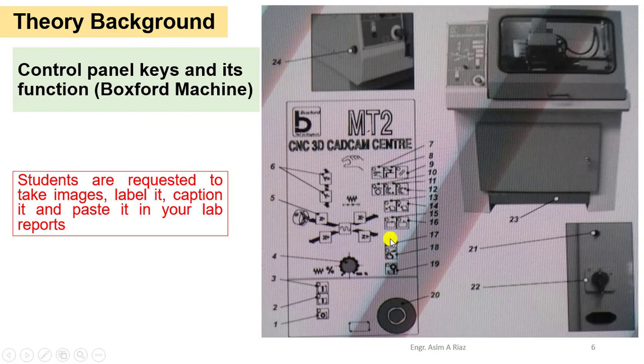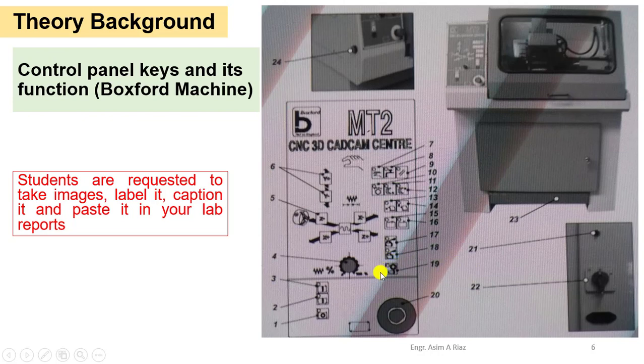17 is used for the spindle forward or spindle clockwise. If you want to rotate the spindle in the clockwise direction, button 17 is used. If you want to rotate the spindle in the counterclockwise direction, then button 18 is used. They are labeled with symbols, and the symbol itself reflects its function. So from the symbol we can guess that this button is used for that specific purpose.